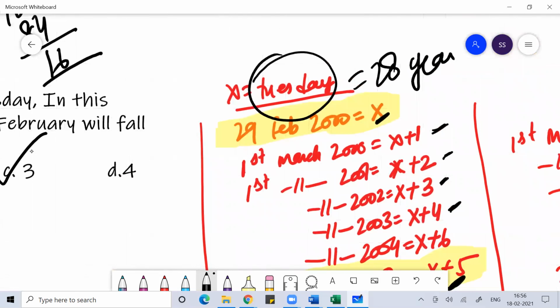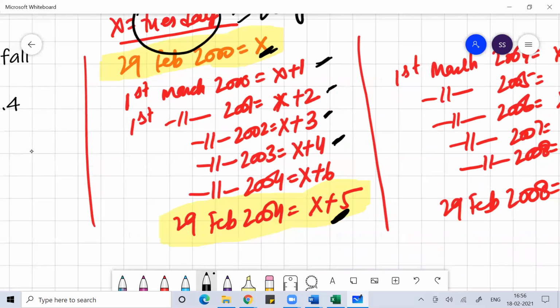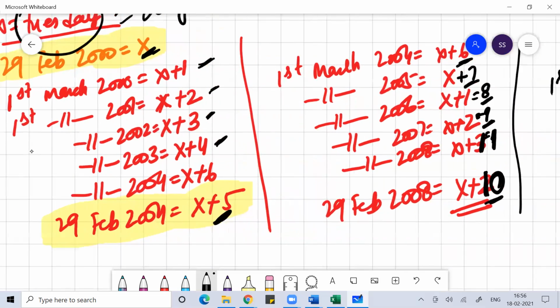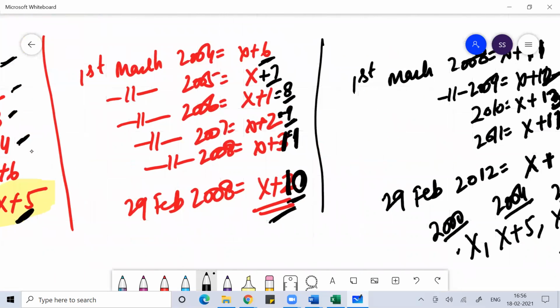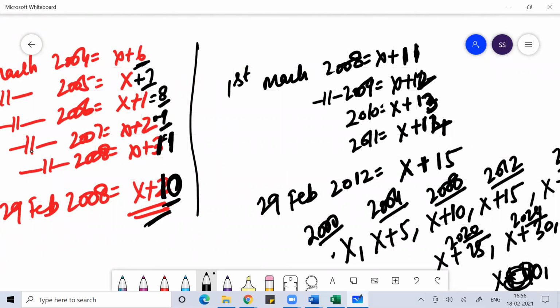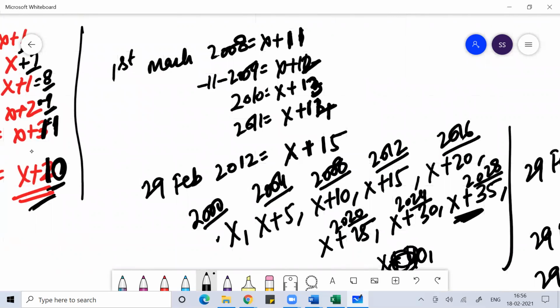So 29 February 2000, I assume as x, where x was Tuesday. Then I found 29 February 2004 becomes x plus 5. Similarly, 29 February 2008 becomes x plus 10, and 29 February 2012 will be x plus 15. So like that, plus 5, they increase in AP, arithmetic progression, having a difference of 5. So you have to see where the Tuesday will come, meaning where you get a multiple of 7.